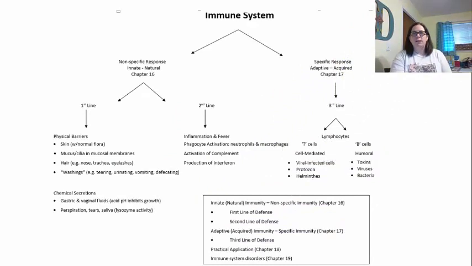If you'll notice, our immune system has two branches to it. It has a non-specific response branch, which is known as your innate immune system or your natural immune system. This is discussed in chapter 16. You'll also see over here that you have the specific response. This means it's adaptive, meaning that it can change over time, and you acquire this as you're exposed to different types of pathogens. This is discussed in chapter 17.